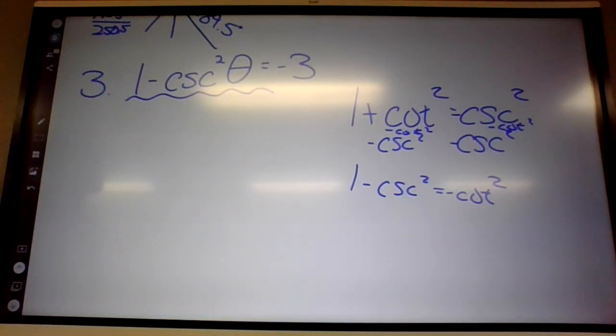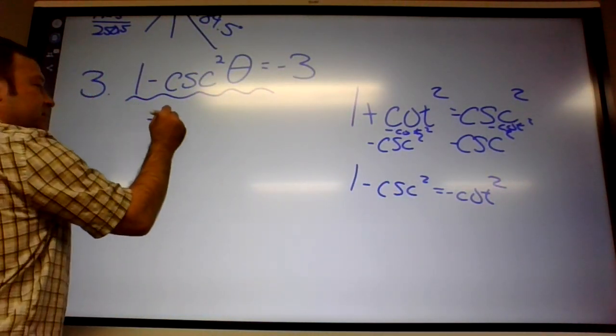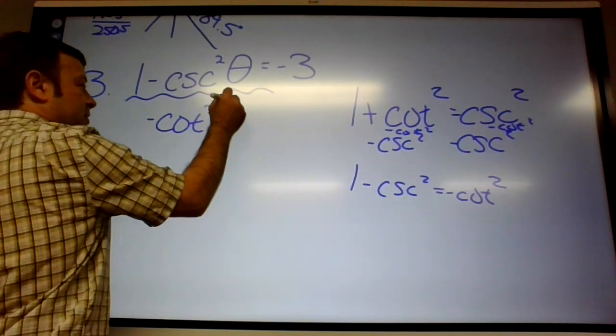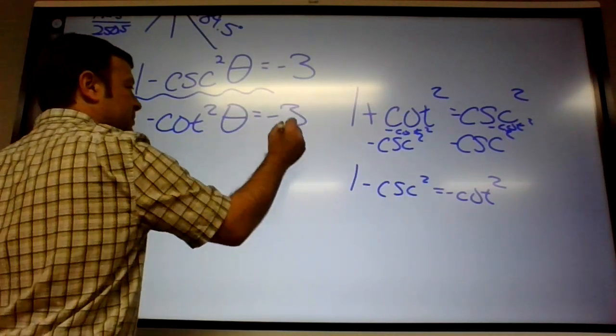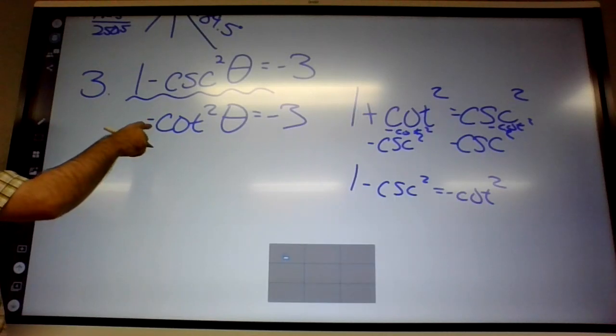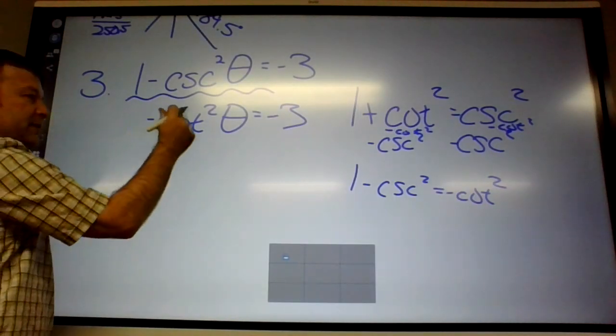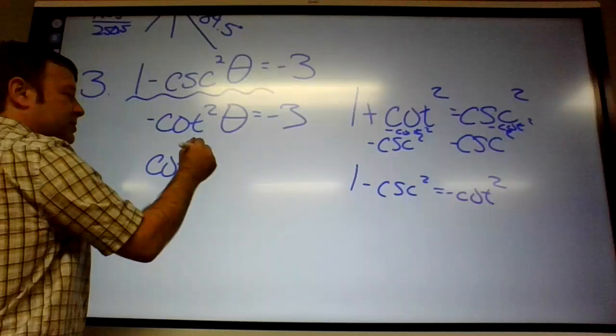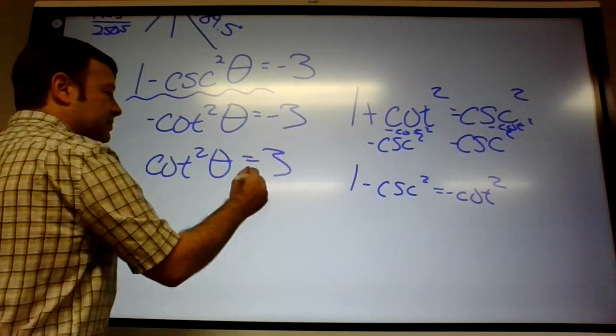So 1 minus cosecant squared is equal to negative cotangent squared. Well, I don't really want the negative, so how can I get rid of that? Just divide by negative 1. So cotangent squared equals 3.